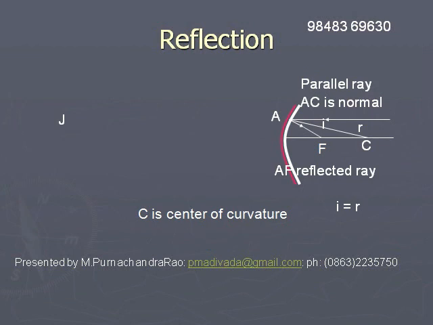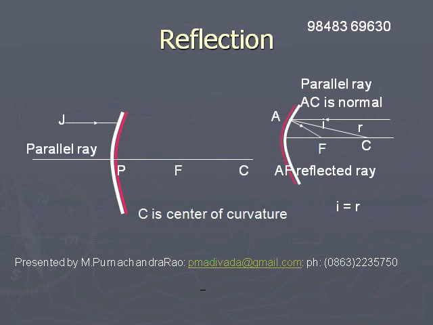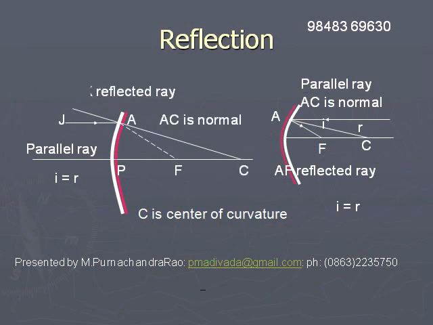In the second figure, you notice the ray incident on a convex mirror. It also obeys the law of reflection, I is equal to R. Hence, it appears to be coming out from the focus after reflection. Like this, we draw the ray diagrams when the ray is incident parallel to the principal axis.